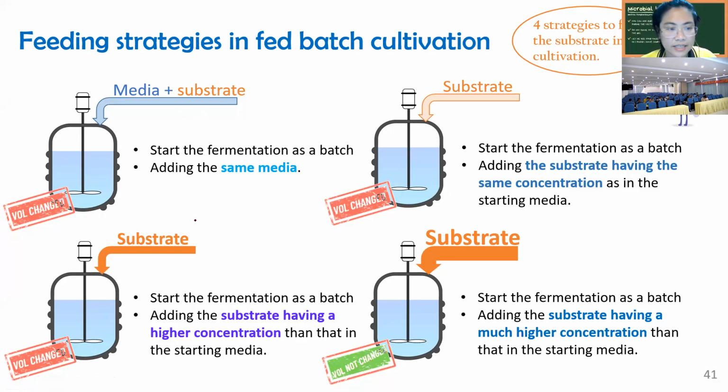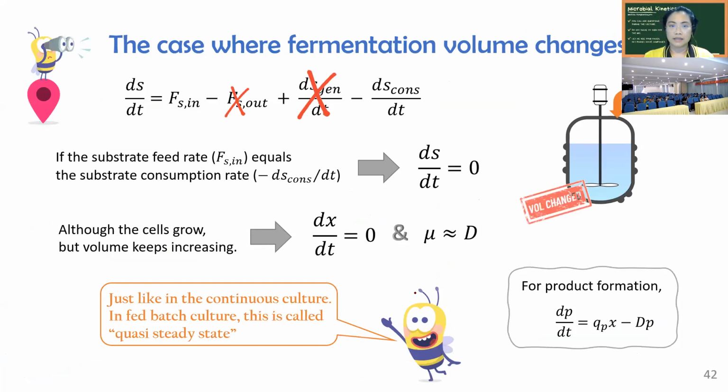With these 4 feeding strategies, there were 2 things that happened with the volumes. The first 3, you have the volume change with the feeding. But the last one, where you have a much higher substrate concentration being added into the fermenter, you basically have no change in fermenter volume. Let us see the explanation in terms of the mass balance and what could happen in the case where the fermentation volume changes.